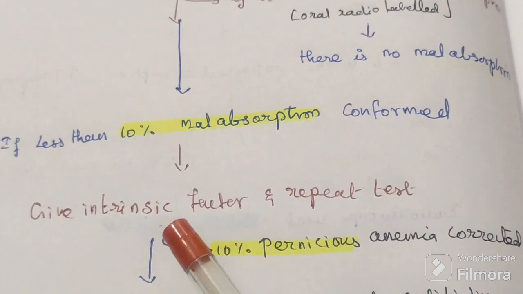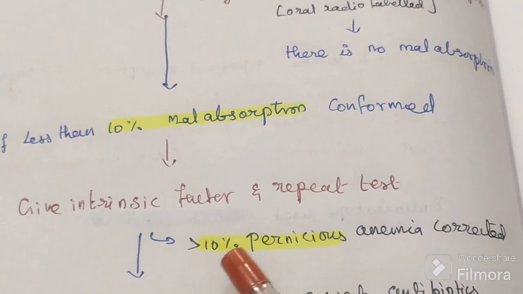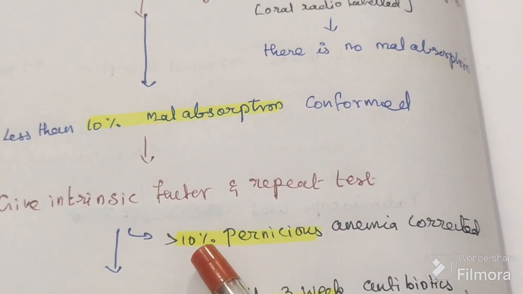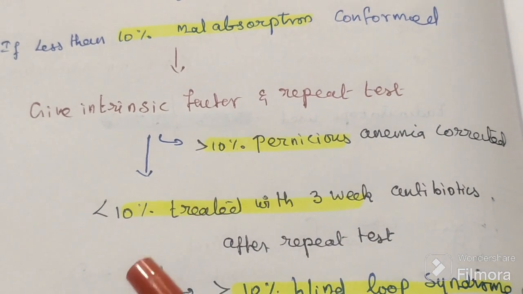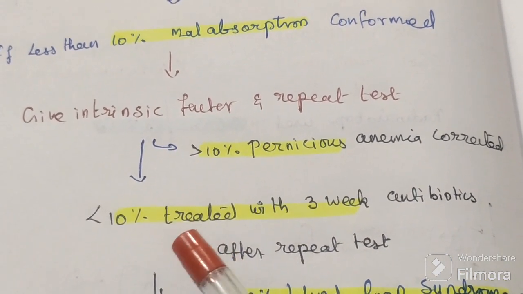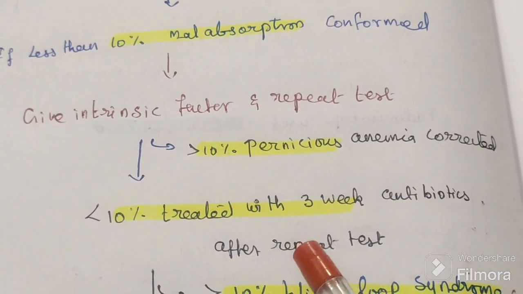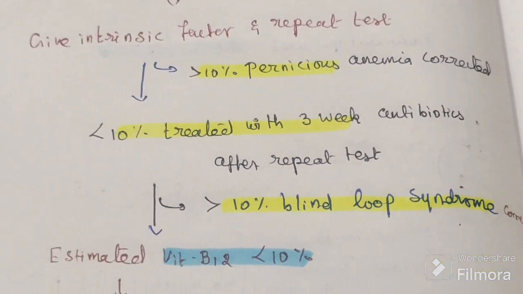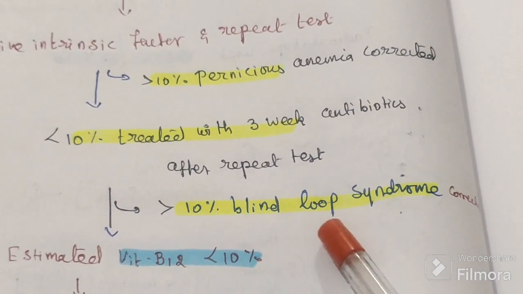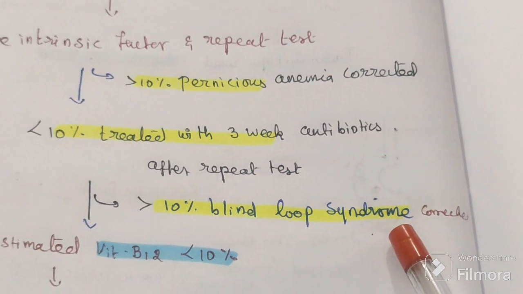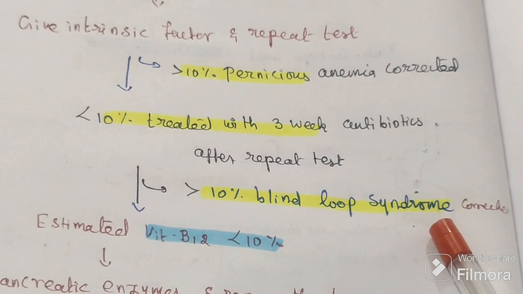After that we give intrinsic factor. The test is repeated. If more than 10 percent, pernicious anemia is confirmed. If less than 10 percent, the patient is treated with 3 weeks of antibiotic. After that we repeat the test. Then if more than 10 percent, blind loop syndrome is confirmed.